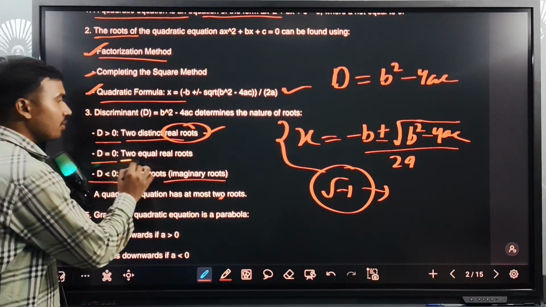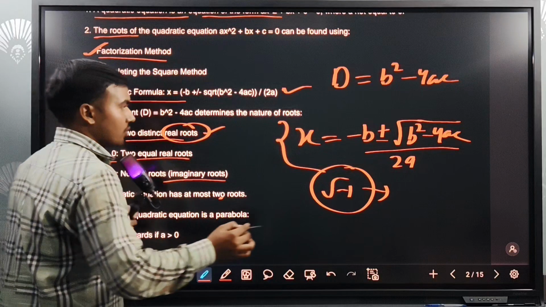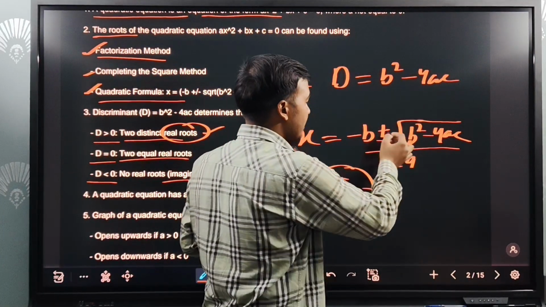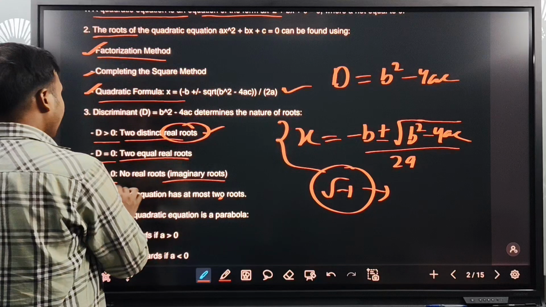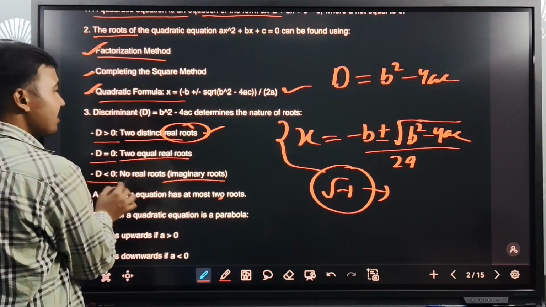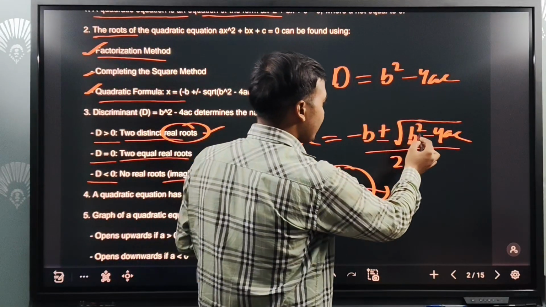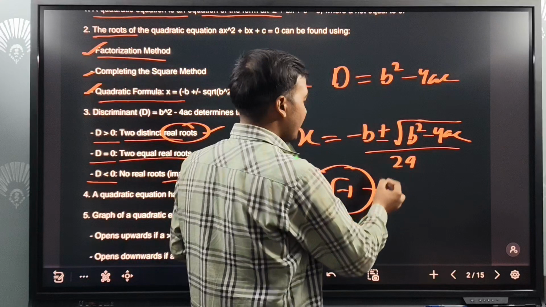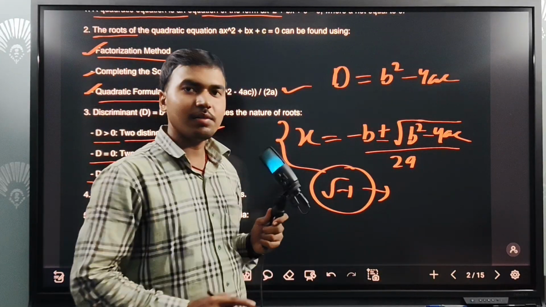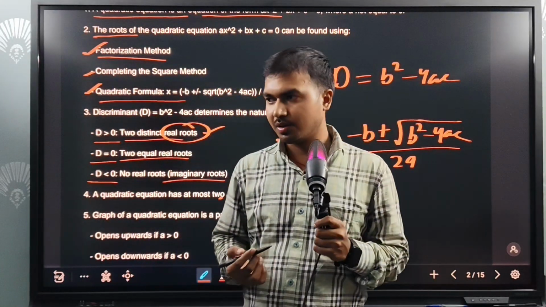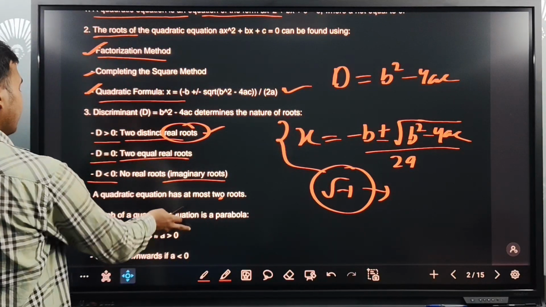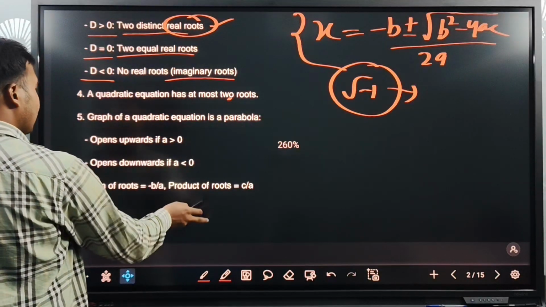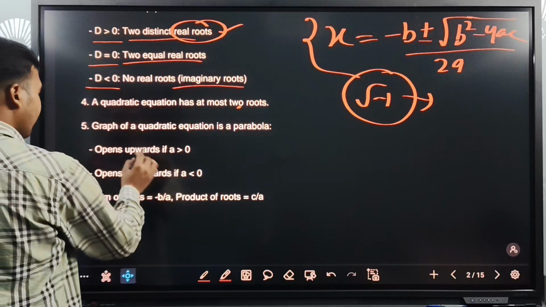And when the discriminant is equal to 0, both the roots will be equal. And when the discriminant is less than 0, which means the discriminant becomes negative, then when we find the root of a negative number, it becomes an imaginary number. You need to know all these things, and we will also discuss the graphs of the quadratic equation.